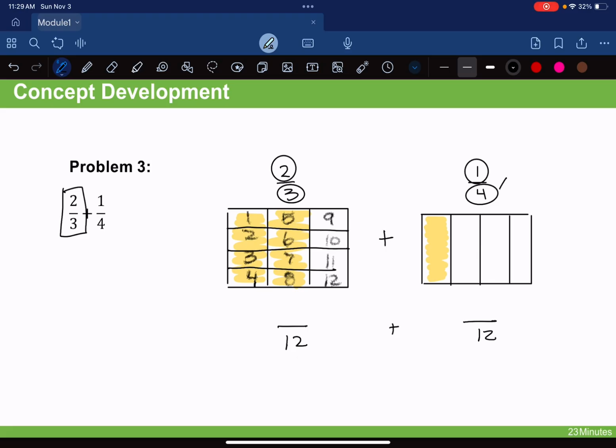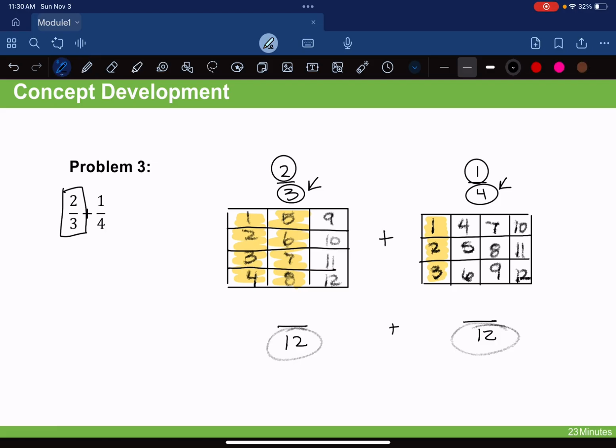My denominator here is 4. I'm going to use the opposite denominator and go the opposite direction. So I'm going to cut this one into thirds, going left to right. Now I have 1, 2, 3, 4, 5, 6, 7, 8, 9, 10, 11, and 12. So my denominators both ended up being 12.